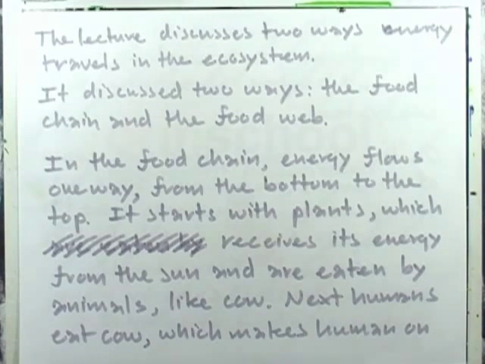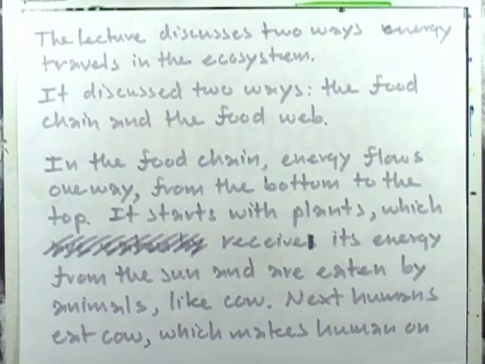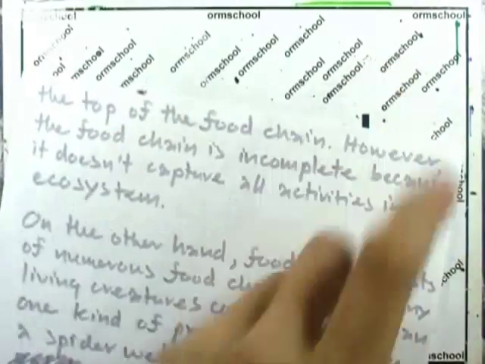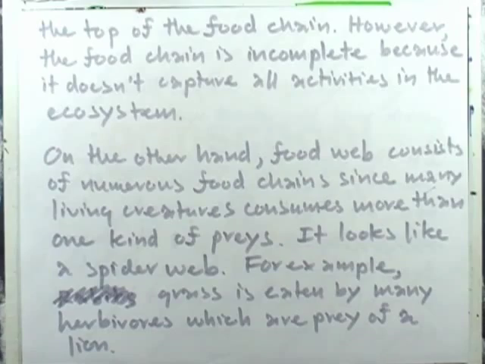The lecture discussed how energy flows in an ecosystem. It discussed two possible ways, the food chain and the food web. In the food chain, energy flows one way from the bottom to the top. It starts with plants, which receive its energy from the sun, and are later eaten by animals like cows. Next, humans eat cows, which makes human the top of the food chain. However, the food chain is incomplete because it doesn't capture all activities in an ecosystem. On the other hand, food web consists of numerous food chains, since many living creatures consume more than one kind of prey. It looks like a spider web. For example, grass is eaten by many herbivores like rabbits, zebras, or deer, which are prey of lions.